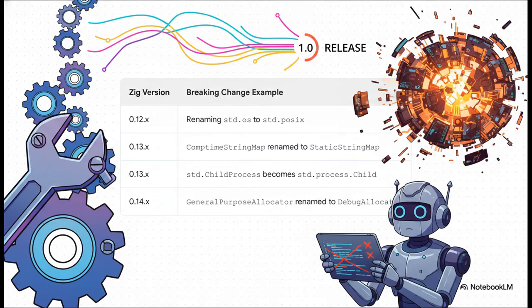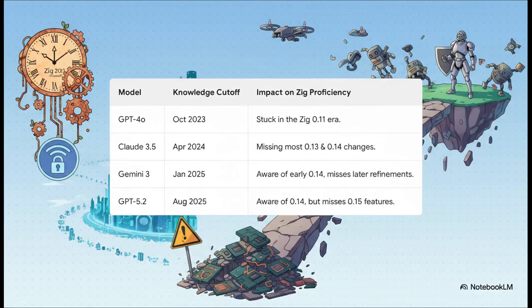Core parts of the standard library are being renamed and completely reworked constantly. An AI that was trained on code from just last year is going to be spitting out code that simply won't compile today. This creates a fundamental issue with the whole knowledge cutoff thing in AI. A model like GPT-4o is basically frozen in time, stuck in the Zig of late 2023. It has no idea about all the breaking changes that have happened since. So it's not just lagging behind, it's actively generating harmful, outdated code that's dead on arrival.